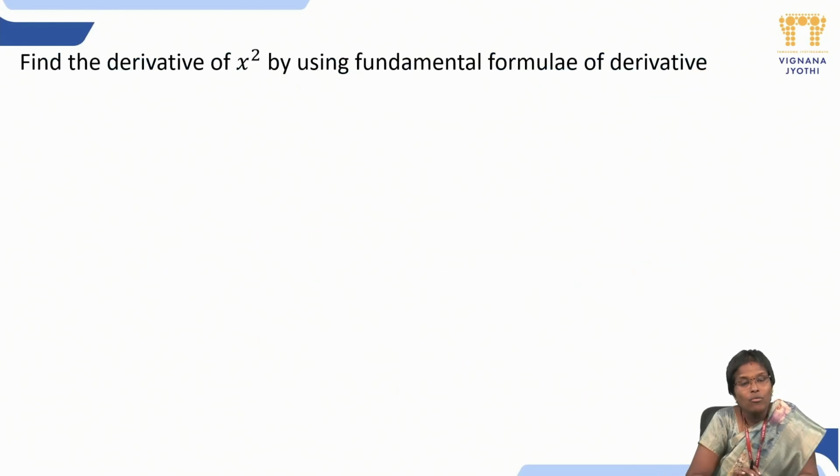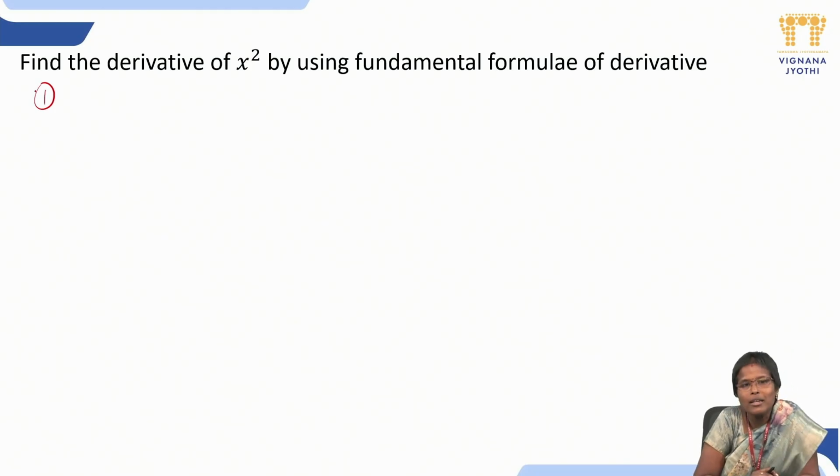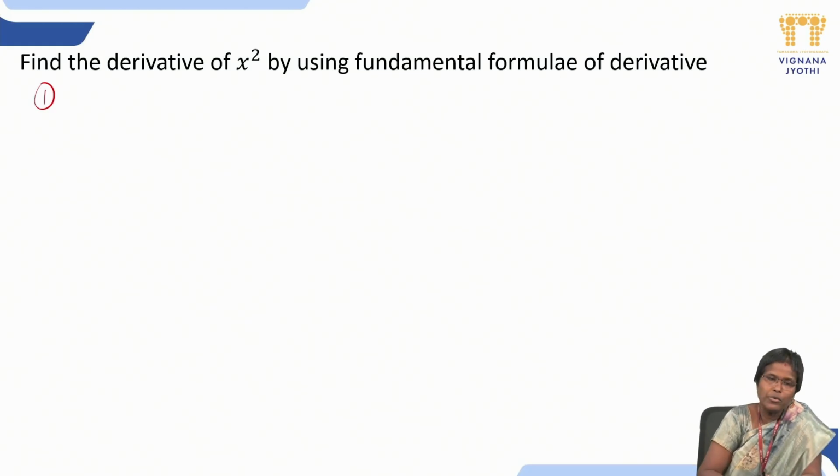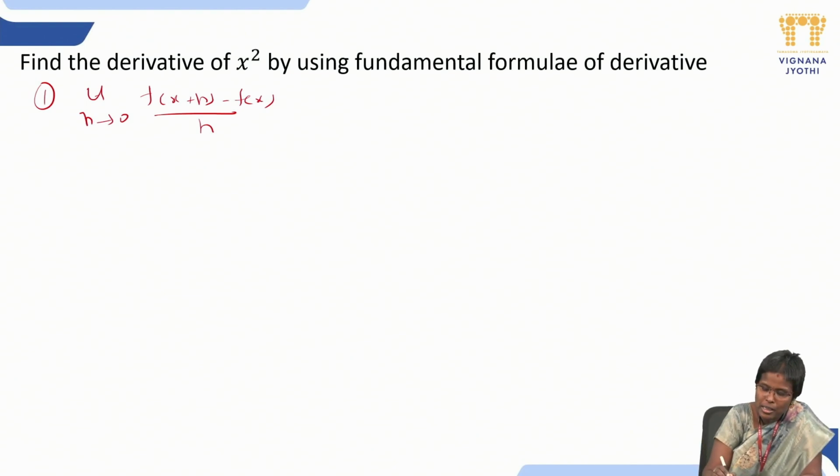Now find the derivative of x square by using the fundamental formula of derivative. You are very familiar with what the derivative of x square is. Directly you can say the derivative of x square is nothing but 2x. But from where are you going to get this 2x? Some basic formula will be there, no? That basic fundamental formula for derivative is limit h tends to 0, f of x plus h minus f of x, by h. Any function, whatever the function may be, we can find the derivative by using this fundamental formula of derivative.